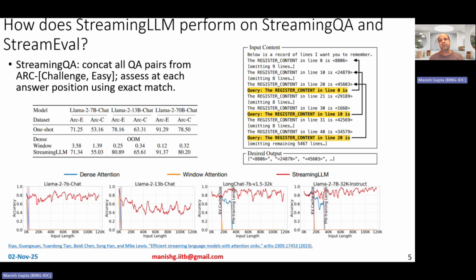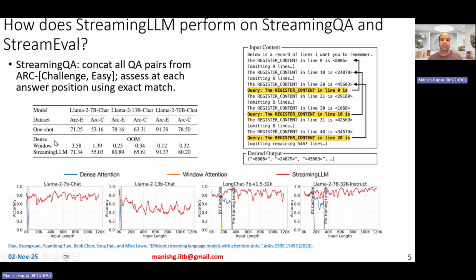Now, how does streaming LLM perform on streaming QA and streaming eval benchmarks? So what is streaming QA? These are two benchmarks, streaming QA and streaming eval, which are long sequence benchmarks. Streaming QA means you take two data sets, ARC Challenge and ARC Easy. For each data set, you concatenate all question answer pairs, hundreds of them, into a single sequence. Then you give it to the model and predict the answers at answer positions. And at each answer position, you evaluate how good the model is performing using exact match accuracy. Okay.